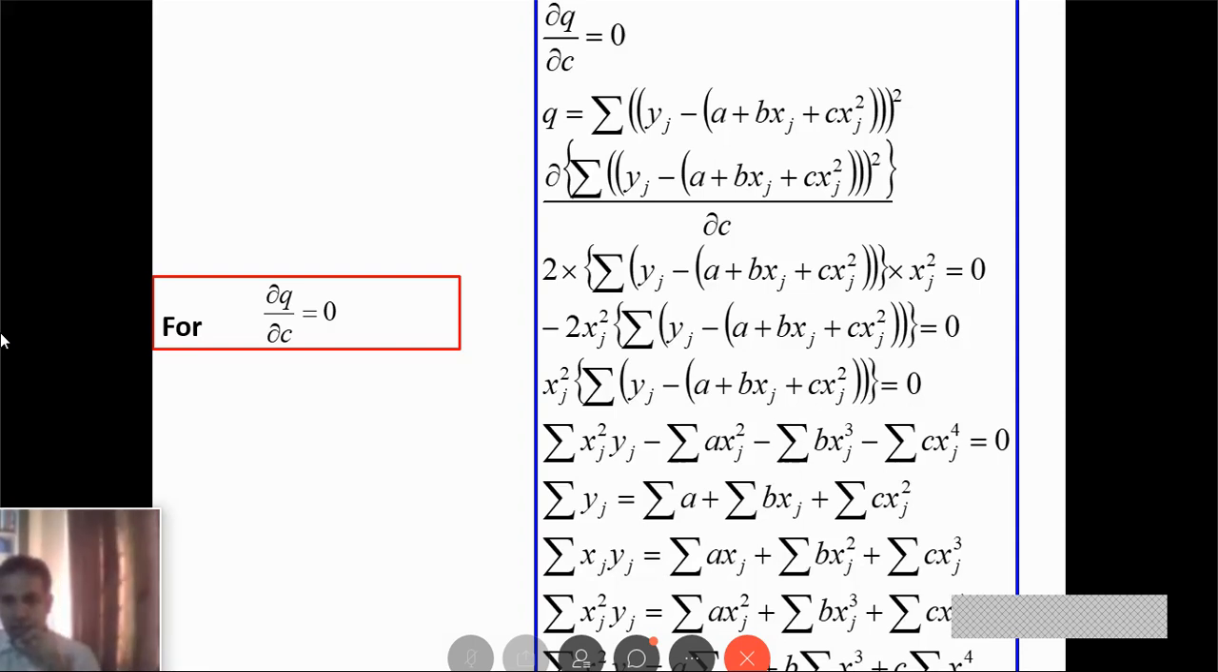So the equations are reframed. This a is taken out, this b is taken out, c is taken out. We've got three equations made available for us to assess a, b, and c, because you've got three unknown constants of your parabolic equation that need to be determined, for which you require three equations, which are already available. So dou Q by dou a, dou Q by dou b, and dou Q by dou c. Next slide.